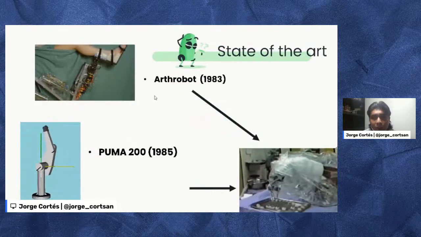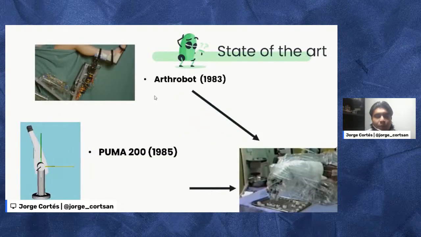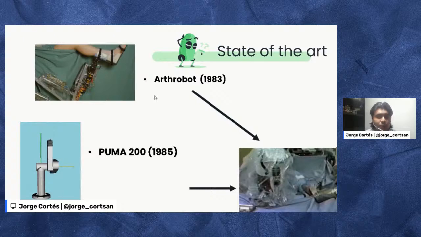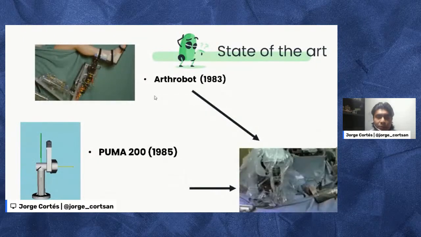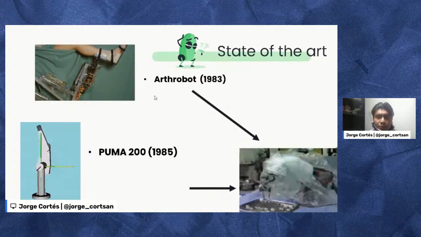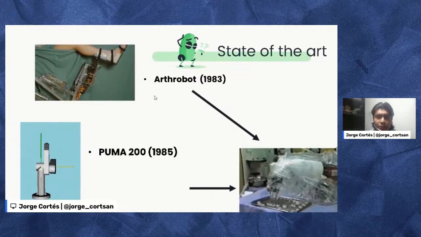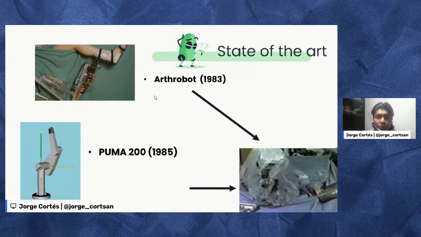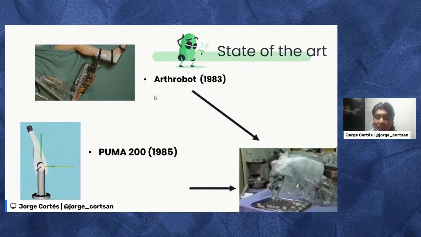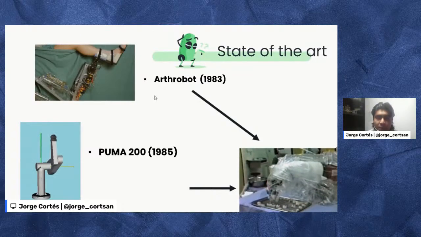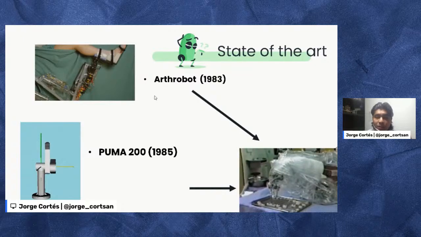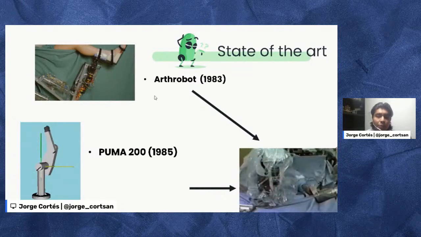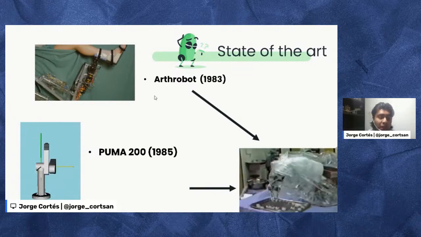In the state of the art, we have some historical background. In 1983, a robot was created. In 1985, the Puma 200 robot was invented, and the combination of those robots resulted in one of the first robotic surgical operations in human history.